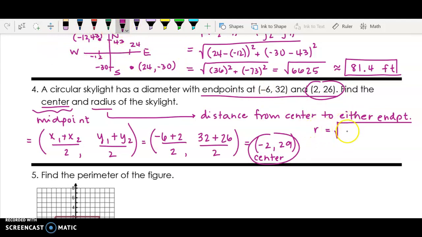So R equals the square root of (negative 2 minus 2) squared plus (29 minus 26) squared. That gives us negative 4 squared, which is 16, and 3 squared, which is 9. Square root of 25 is 5. So our radius is 5.